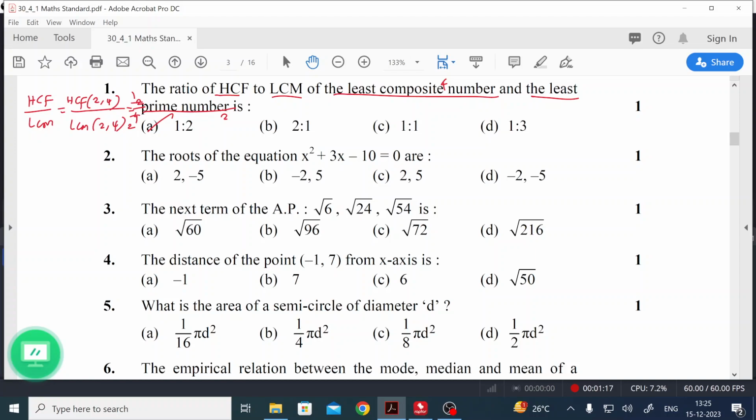Next, roots of the equation are. For this they are asking roots, so take the factors. Product value minus 10, addition value 3, you will get 5 and 2 if you give negative here. Whatever the sign here, we have to give it to the highest number, I told you already. So 5 into minus 2 is minus 10, and the add value 3 we are getting. So x plus 5 equal to 0, x minus 2 equal to 0, x equal to minus 5 and x equal to 2. That is minus 5 comma plus 2.